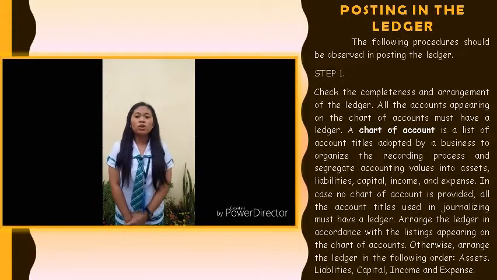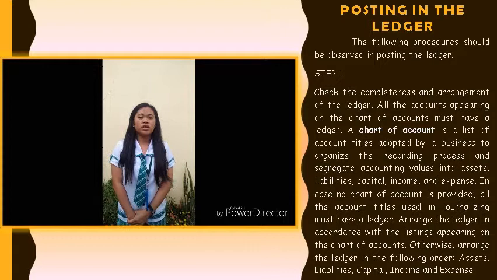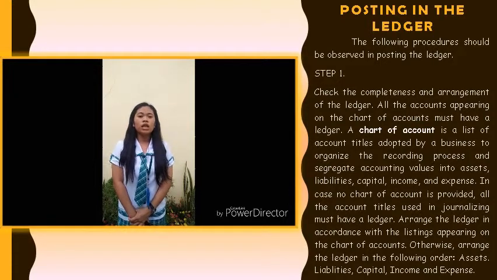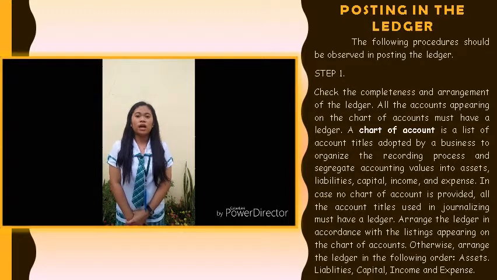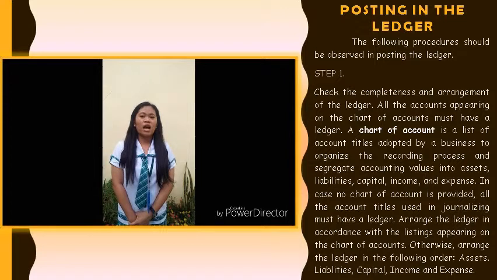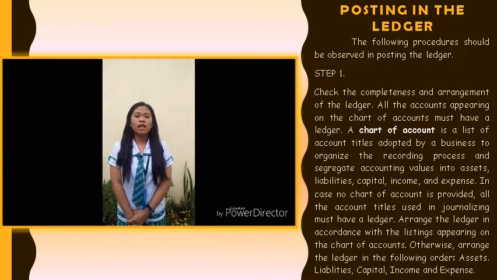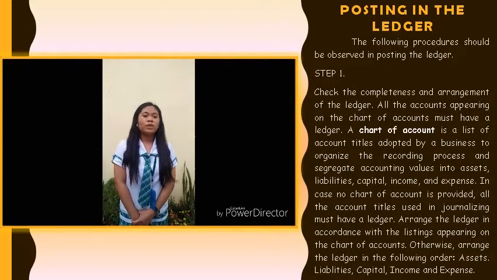In case no chart of accounts is provided, all the account titles used in journalizing must have a ledger. Arrange the ledger in accordance with the listing appearing on the chart of accounts. Otherwise, arrange the ledger in the following order: assets, liabilities, capital, income, and expense.